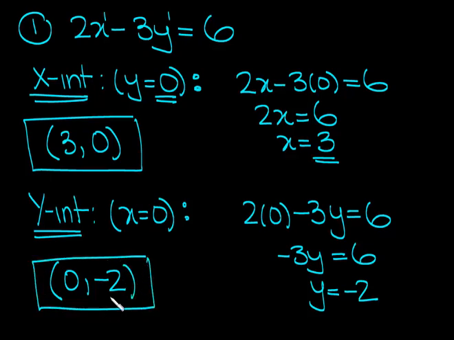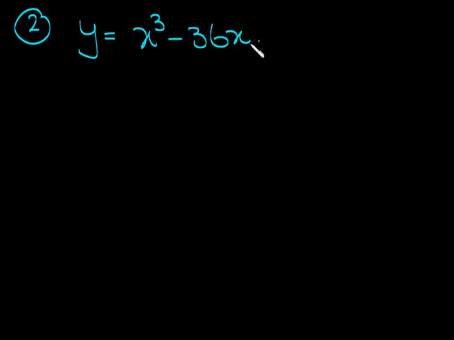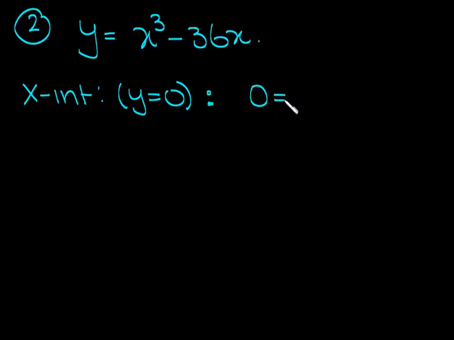Okay. Let's take a look at one more example. Let's say I have y is equal to x squared minus, let's make it a little bit more complicated. Okay, let's take x cubed minus 36x. Okay, so let's do this. Let's find the x-intercept. How do we find the x-intercept? We set y to 0. So we get 0 is equal to x cubed minus 36x.